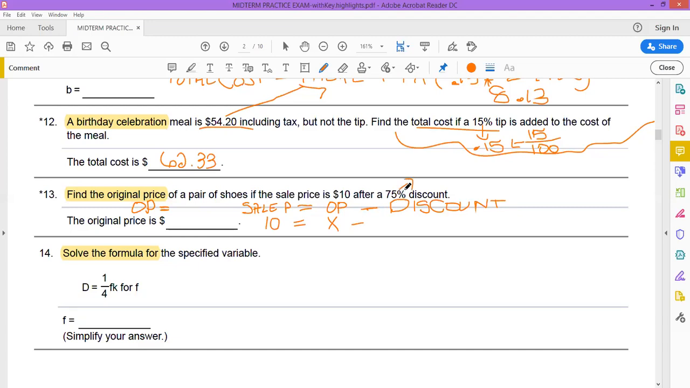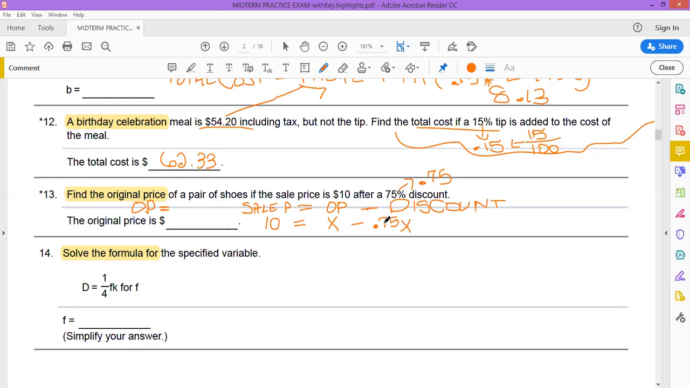Now, how do we get our discount? Similarly to how we changed our 15% to a decimal, we have to do the same thing with 75%. Let's change the 75% to a decimal. It'll be 0.75. And we have to take that discount and multiply it times the original price. But remember, we don't know what that is. So we're still using X. It'll be minus 0.75 times X, since we don't know that original price.